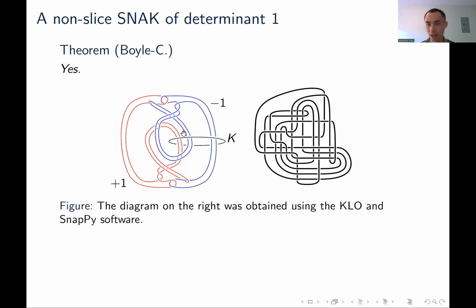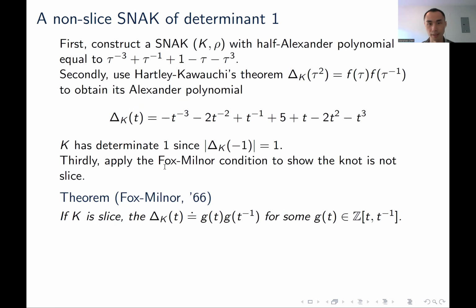And basically, that's how we answer Houghton and Kouachi's question. In this question, we just choose this surgery length here in such a way that we're going to have a very, very specific half-Alexander polynomial. So let me be slightly more concrete. We choose the surgery diagram in such a way that we're going to have a snack whose half-Alexander polynomial is equal to this weird thing here.